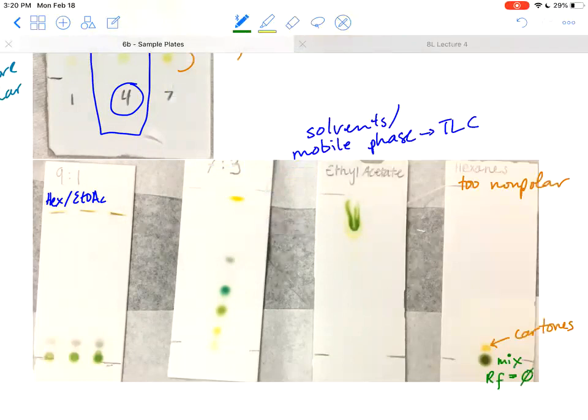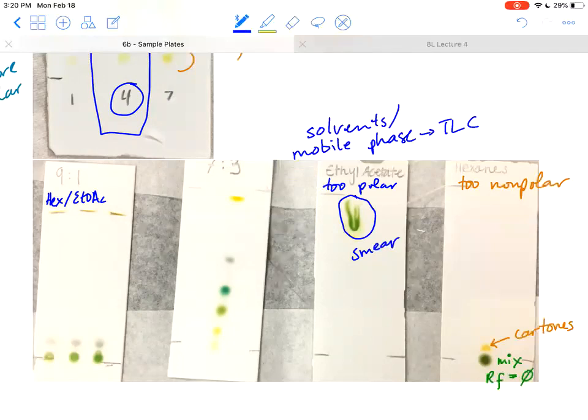Up here next, ethyl acetate. This is way too polar. What's happening here is all of the pigments got moved up all together in a big old smear, and there's really no way to differentiate on this plate, at least probably not on yours either. I'm going to skip over the 7-to-3 plate and then move to the left to see the 9-to-1 plate.